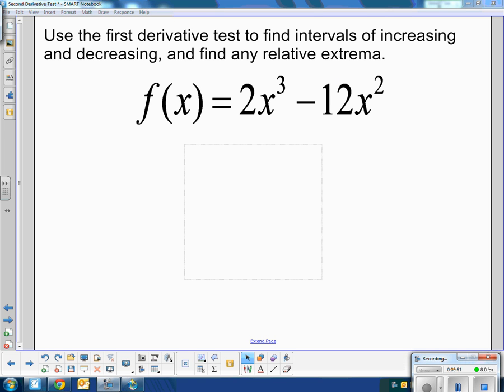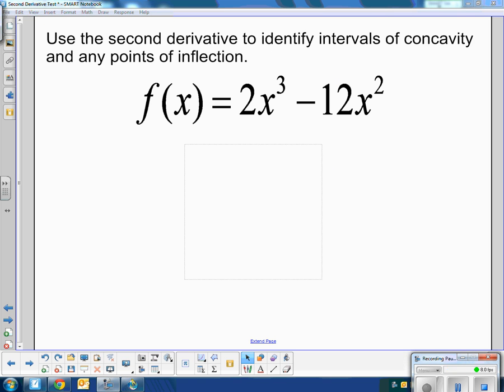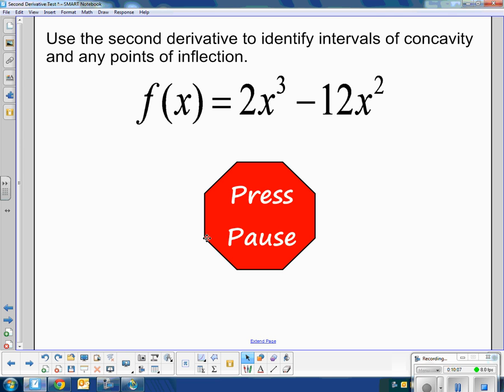So it's your turn to give this a try. Take a look at the function f of x equals 2x cubed minus 12x squared, and I want you to use the second derivative test to identify intervals of concavity and any points of inflection. Pause your video and come back in a minute to check your solution.